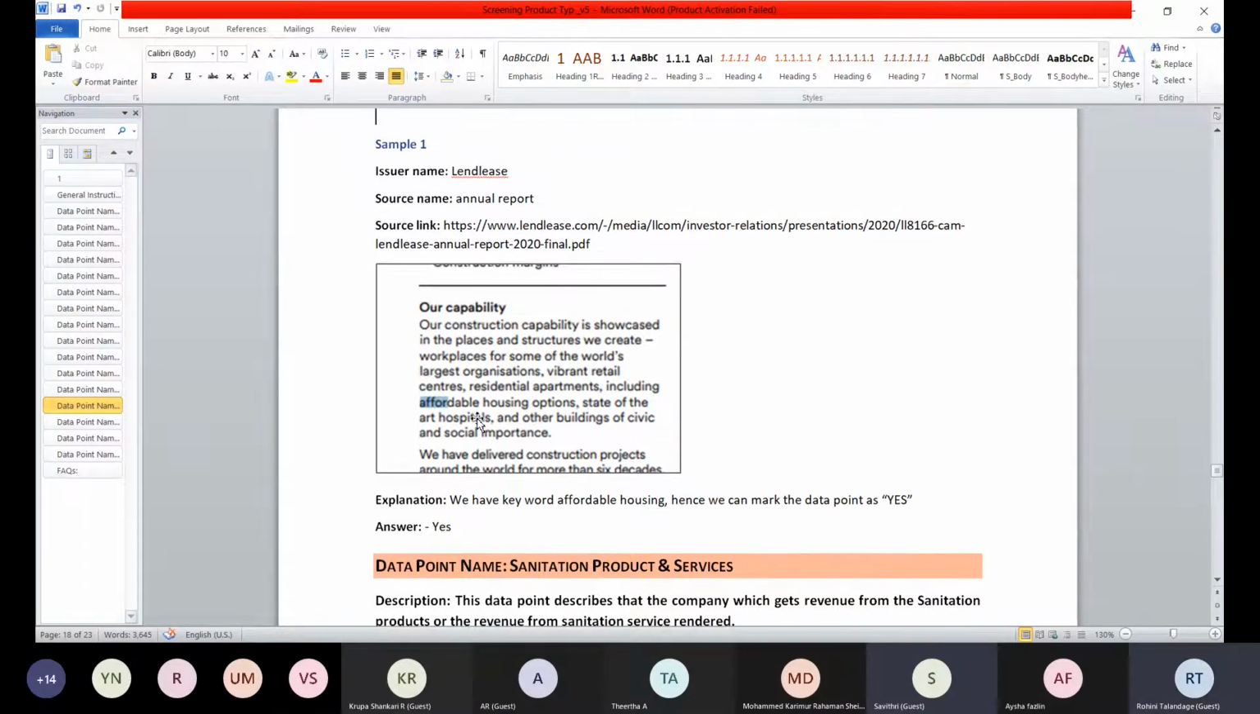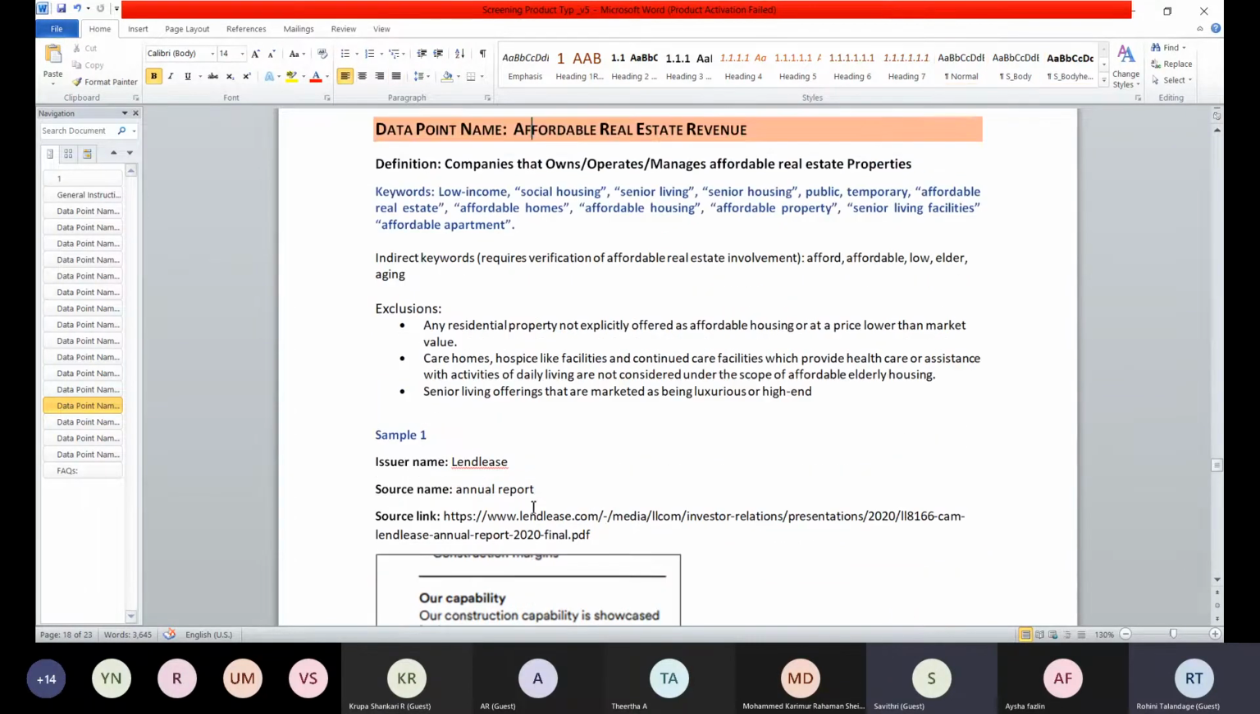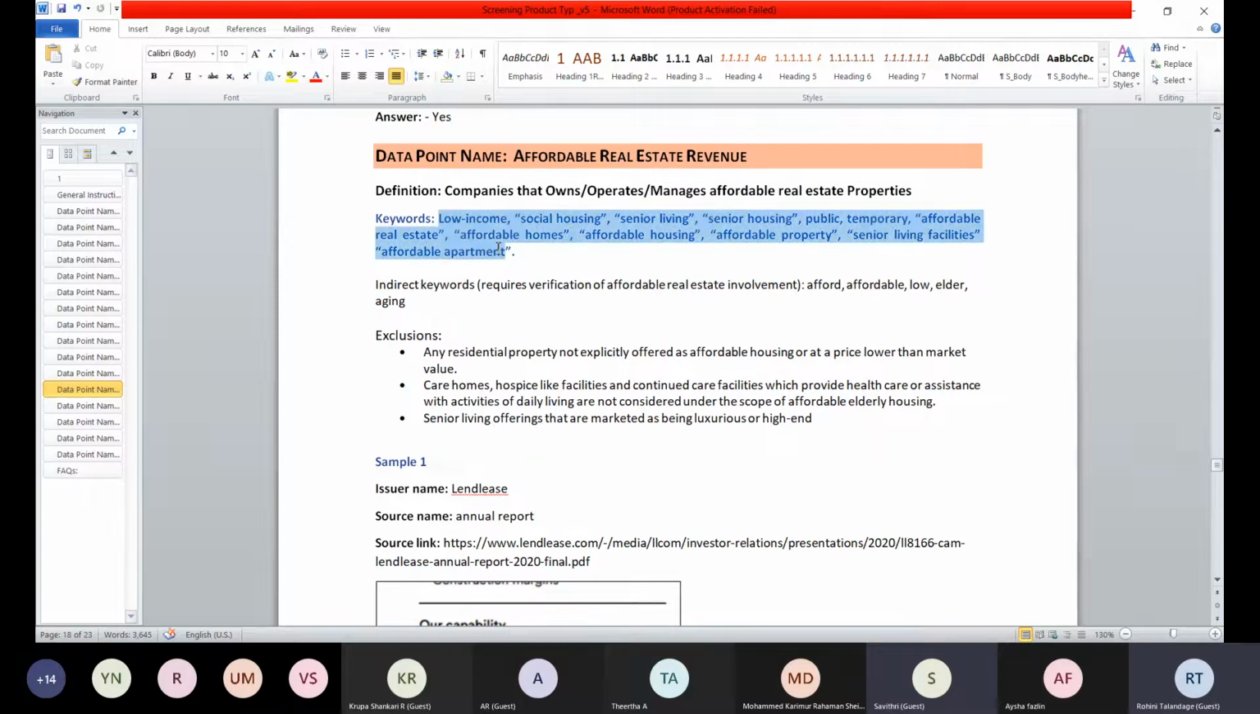So you need to check whether they are providing those real estate properties at lower than the market price, or they are giving them at low prices, meaning affordable prices, then only we have to mark it as yes. If they are not explicitly saying that they are providing affordable housing options, then we have to mark it as no. And if you are not getting any hit for the keyword, then you have to mark it as not reported.